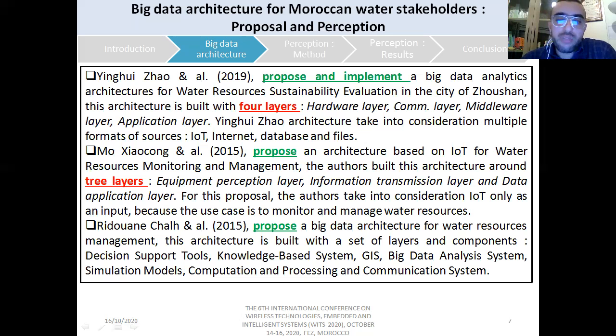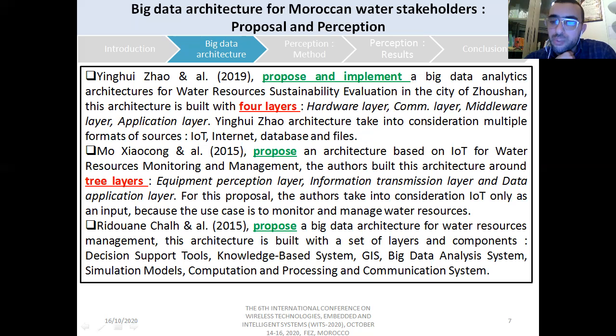This architecture is built with 4 layers: hardware layer, communication layer, middleware layer, application layer. This architecture takes into consideration multiple formats of sources: IoT, internet, database, and files. Mo, Zhang, and all propose an architecture based on IoT for water resources monitoring and management. The authors build this architecture around 3 layers: equipment perception layer, information transmission layer, and data application layer.